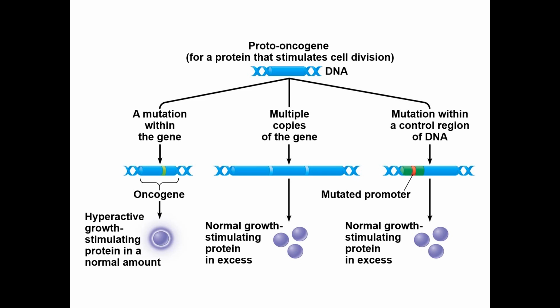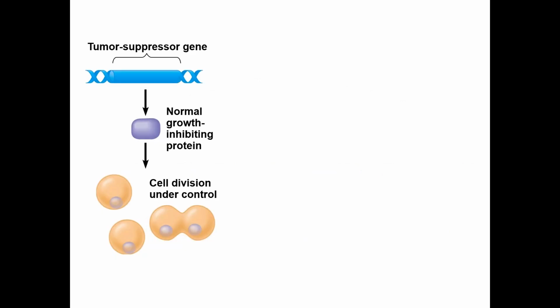Now let's think about what happens for tumor suppressor genes. These are genes that produce proteins that inhibit cell growth. Under these circumstances, when the tumor suppressor gene is on, it's going to prevent cells from dividing. However, if we have a mutation in the tumor suppressor gene that creates a protein that is no longer functional, this prevents it from repressing cell division and allows cells to divide uncontrolled.